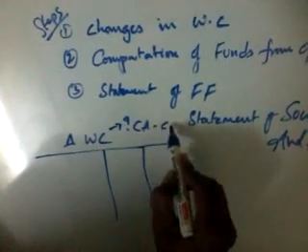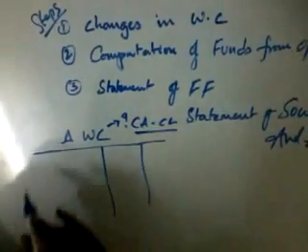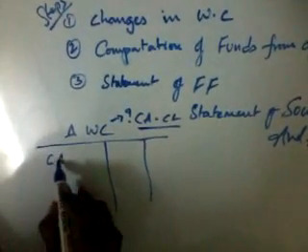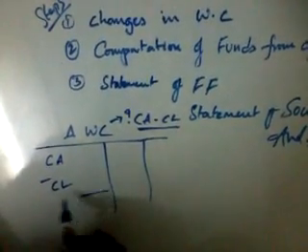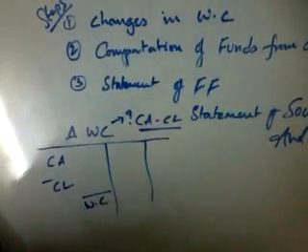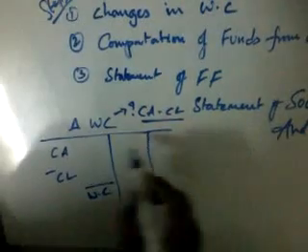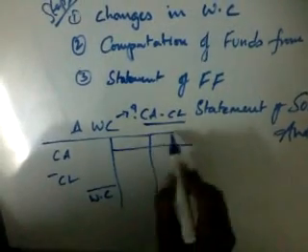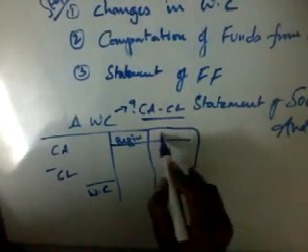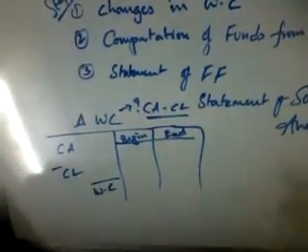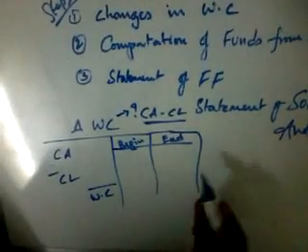Current assets minus current liabilities. I think you all know this. So again, current assets minus current liabilities is our working capital. Now what we will do is look at the changes from when to when? From the beginning of the year to the ending. We will discuss the change, whether it has increased or decreased.